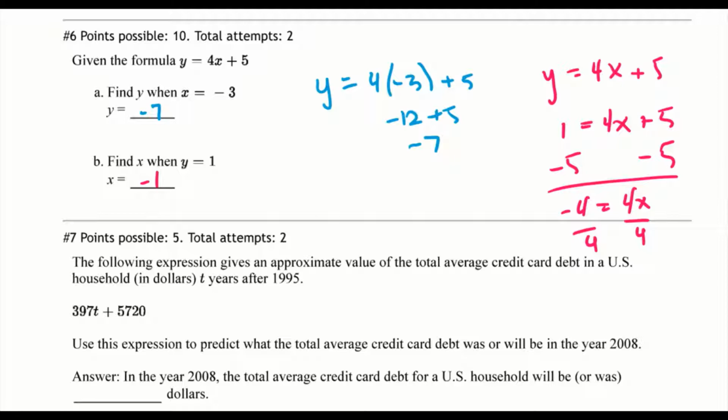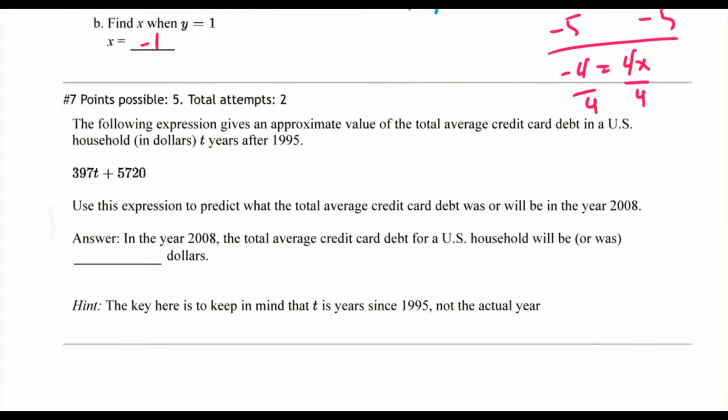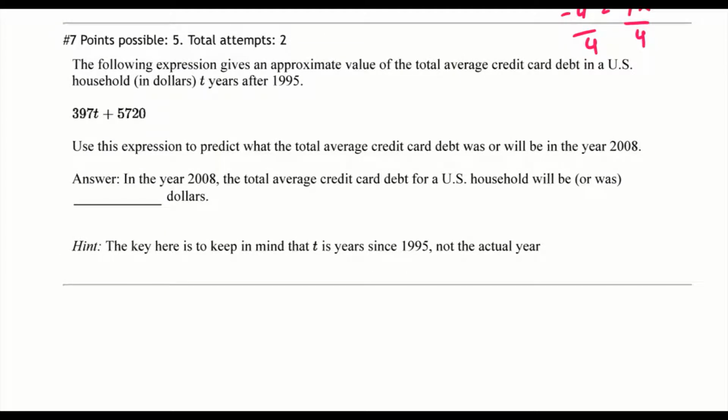And now we're going to keep going with that, and this time look at an expression for total average credit card debt after so many years, T years, after 1995. So we want to figure out how many years after 1995 is 2008. So we're going to subtract those 2 years. And that's what I would plug in for T. So T is going to be 13.